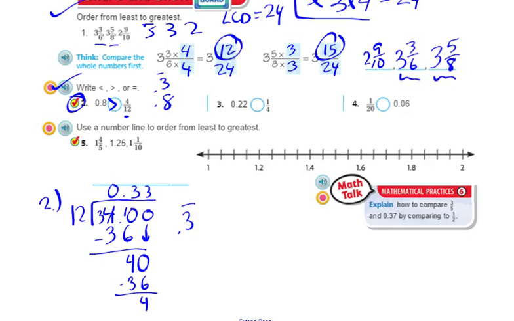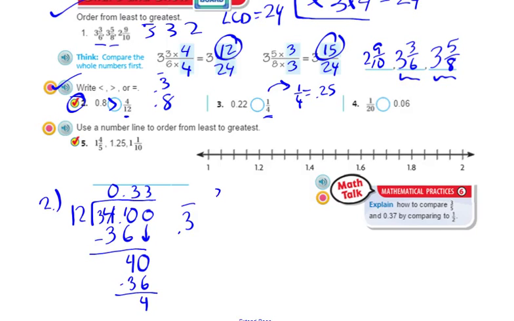Question 3, I'm comparing 22 hundredths, or 0.22, to 1/4. So what I'm going to do here is take this 1/4 and change that over. Now, some of us know our quarters, so some of us know that 1/4 is equal to 0.25 because that's 1/4. If you don't, well, we got to work out the long division.